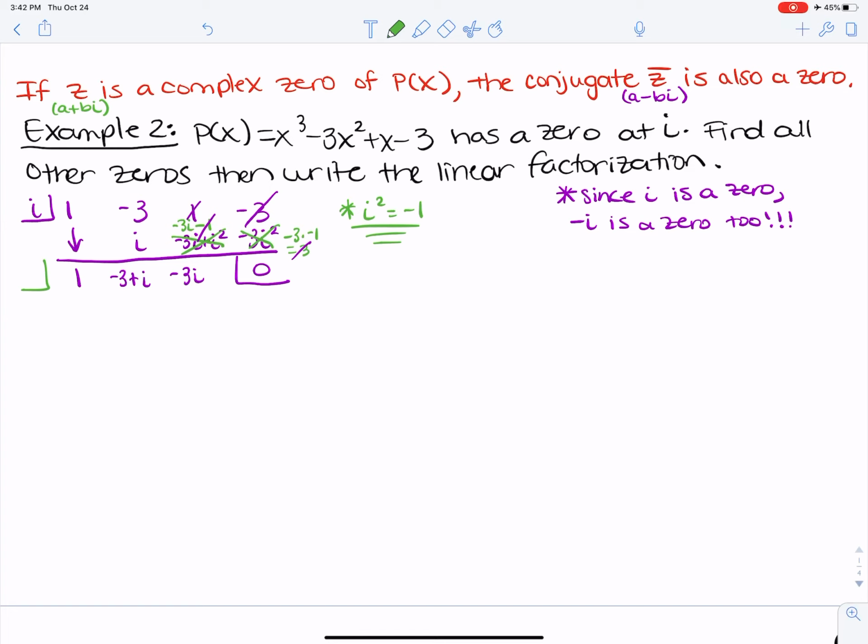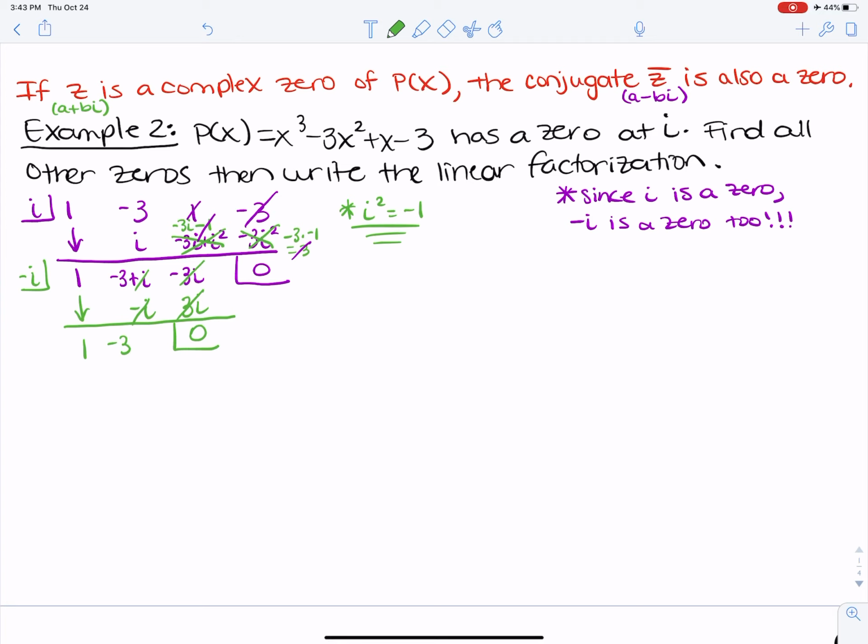This time, divide by negative i. And bring this down. And negative i times 1 is negative i. Real with real, imaginary with imaginary. So that is negative 3. And look at that, they cancel out. And then negative 3 times negative i is 3i. And look at that, they cancel out again. And that is 0. And since we don't have a calculator, we don't know what other values to divide by. So now we have to stop.